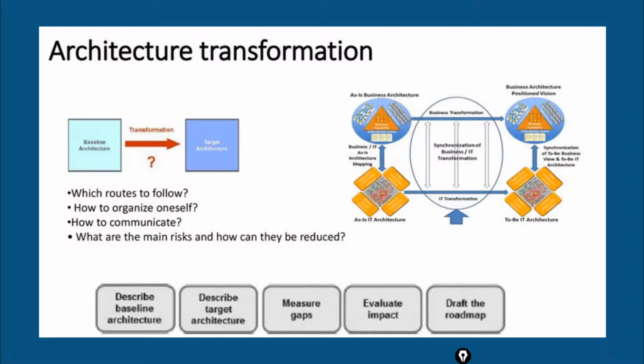During an architecture transformation, we move from the baseline architecture to the target architecture. The enterprise architecture helps us to identify which routes to follow, how to organize oneself, how to communicate, what the main risks are and how they can be reduced. We define the baseline architecture, then we describe the target architecture. We measure the gaps, we evaluate the impact, and we draft the roadmap. We move from the as-is business architecture to the to-be IT architecture.